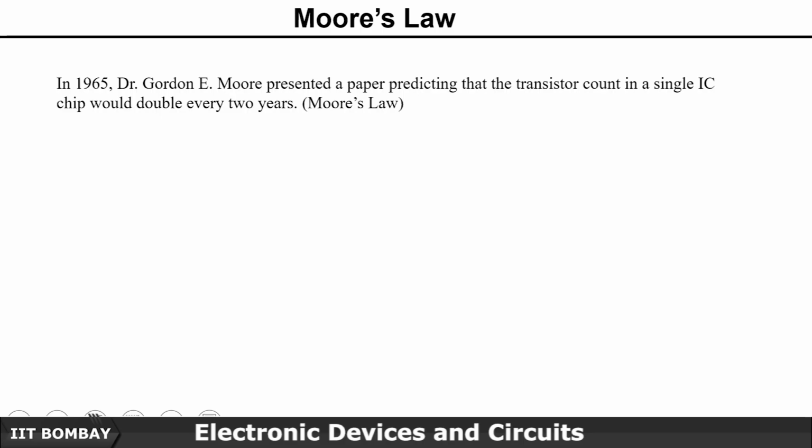Let me talk about miniaturization and how the semiconductor industry has evolved. In 1965, Dr. Gordon E. Moore first presented a paper where he talked about the transistors in a single IC, and he mentioned that the number will double every 2 years, which has basically proved itself.